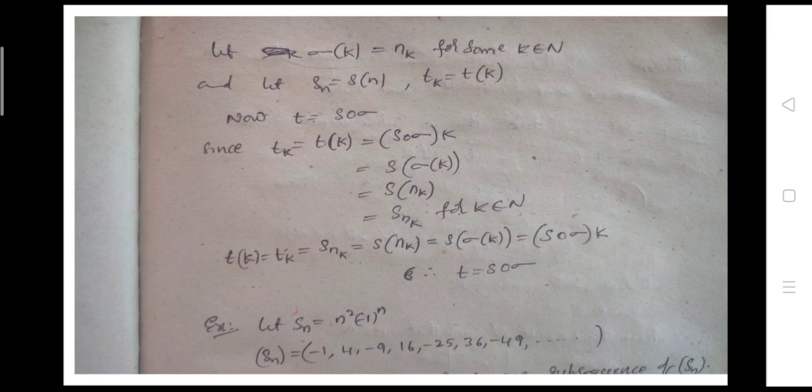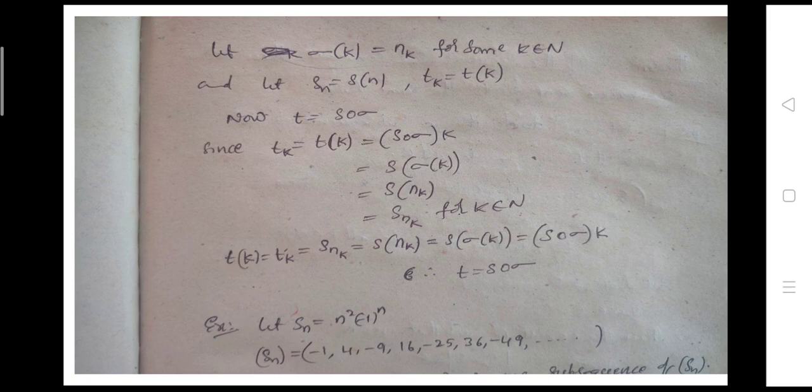Let us take an example. Let Sn be equal to n square into (minus 1) whole power n. Sn is equal to minus 1, 4, minus 9, 16, minus 25, 36, minus 49 and so on. How do we get this? For n equal to 1, 1 square means 1, and (minus 1) whole power 1 means minus 1, so minus 1. For n equal to 2, 2 square means 4, and (minus 1) whole power 2 is positive, so 4, and so on. We got these values of Sn: minus 1, 4, minus 9, 16, minus 25, 36, minus 49.